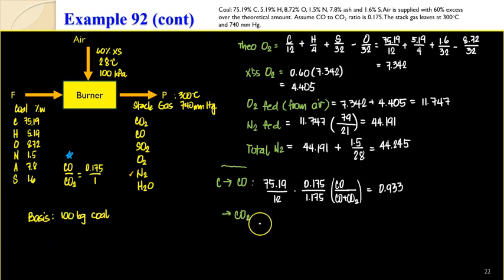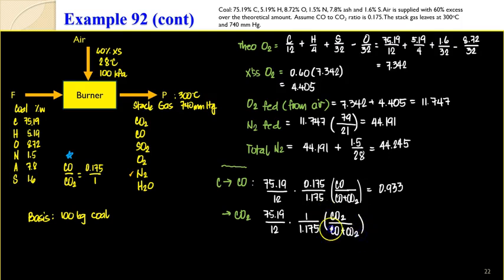And then solving for the carbon that yields carbon dioxide, I can just say 75.19 over 12, but instead of 0.175, this becomes 1 part over 1.175, because this now is CO2 for every CO plus CO2.